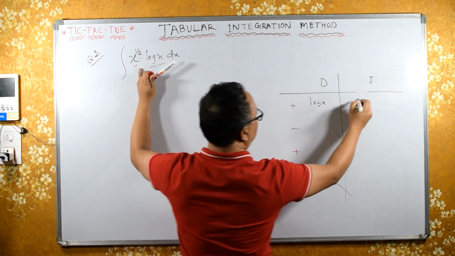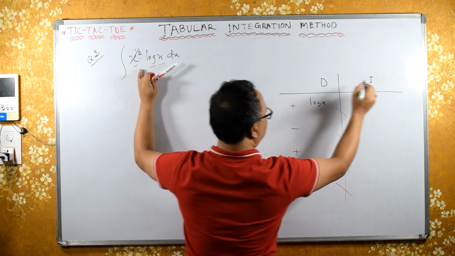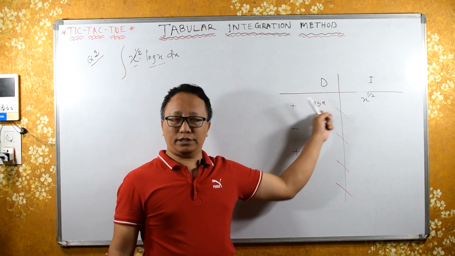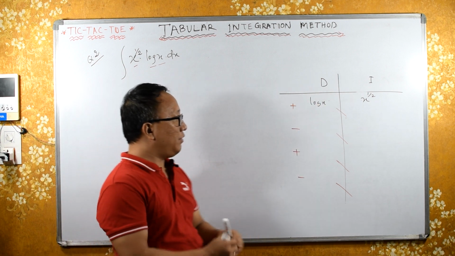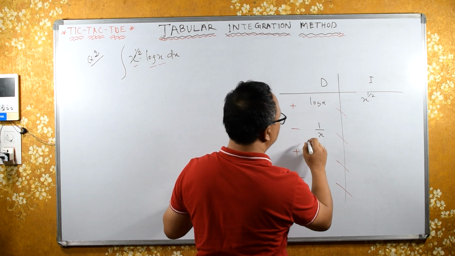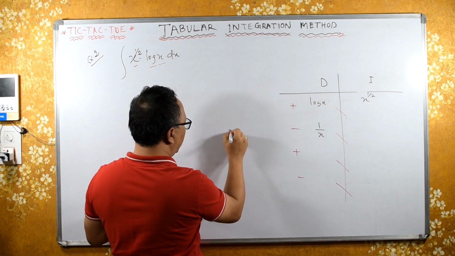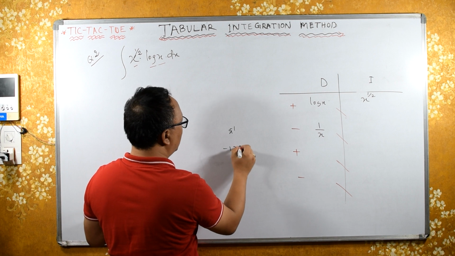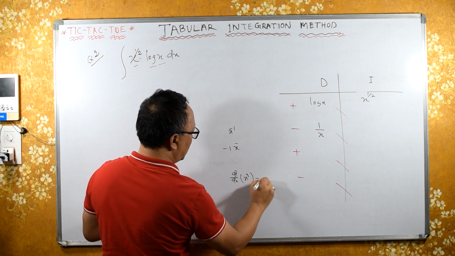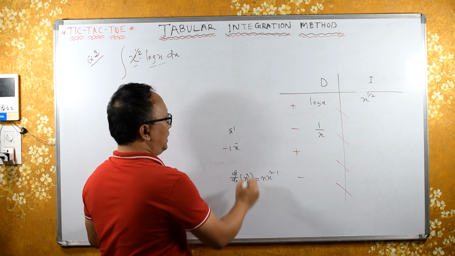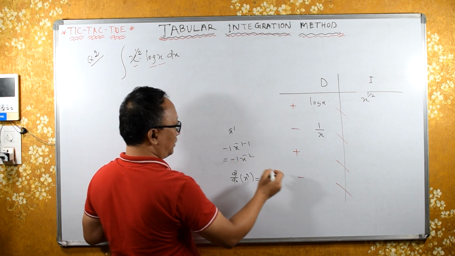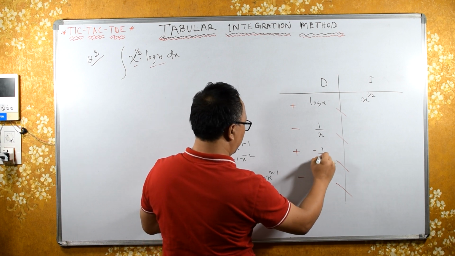And then let's write x raised to 1 by 2 for integration, because integration of x raised to 1 by 2 we can do very easily. Even differentiation of log x we can do very easily. The differentiation of log x is 1 by x, and then differentiation of 1 by x, that is x raised to minus 1: we have d by dx of x raised to n is n into x raised to n minus 1. Here it will be minus 1 into minus 1, that is minus 1 x raised to minus 2, or you can say minus 1 by x square.